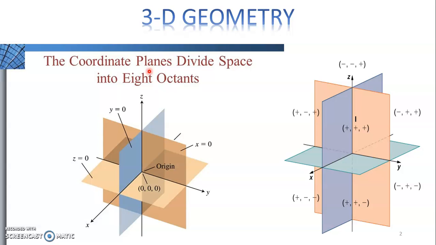The coordinate plane divides space into 8 octants. So we will study about these 8 octants. This is just an introduction, and I will explain more about what the signs are and what the different octants are. Third octant, fourth octant, sixth octant. This way we will continue.